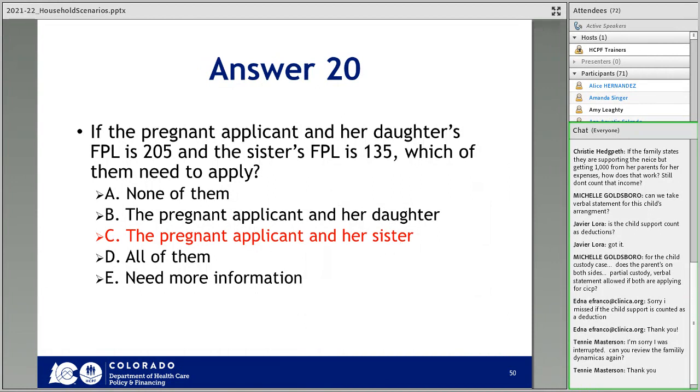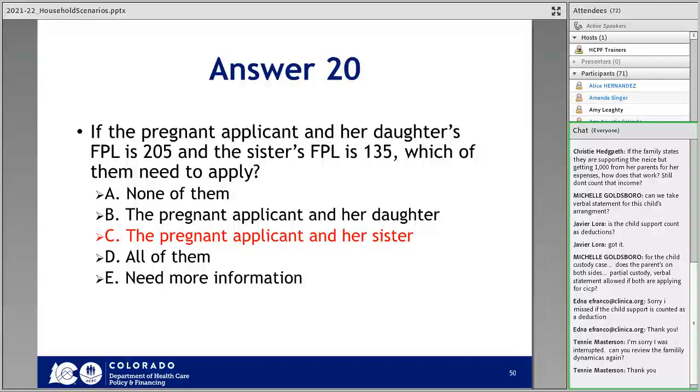Okay, so the correct answer to this one is the pregnant applicant and her sister. They both need to go apply for Health First or CHIP Plus in order to be able to be on the CICP application. The reason for this, the pregnant applicant is under the FPL for CHIP Plus. She does not have health insurance. Most likely she is going to be able to be covered by CHIP Plus.